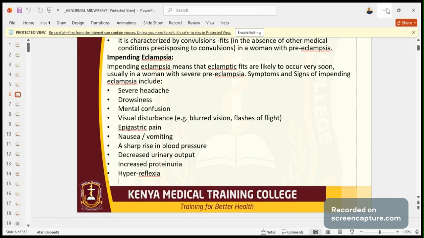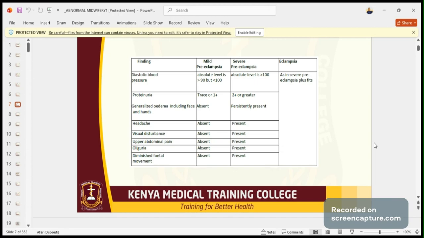So that is that. Now, another thing here is that when you want to classify preeclampsia, mild and severe. In mild preeclampsia, the diastolic pressure is greater than 90 but below 100. Okay, that is still mild diastolic pressure. But severe is over 100. Proteinuria of plus 1 is preeclampsia which is mild, but plus 2 or greater is now severe.